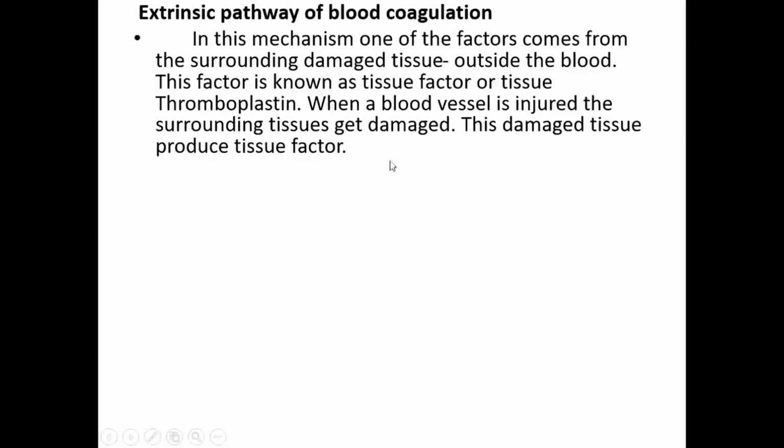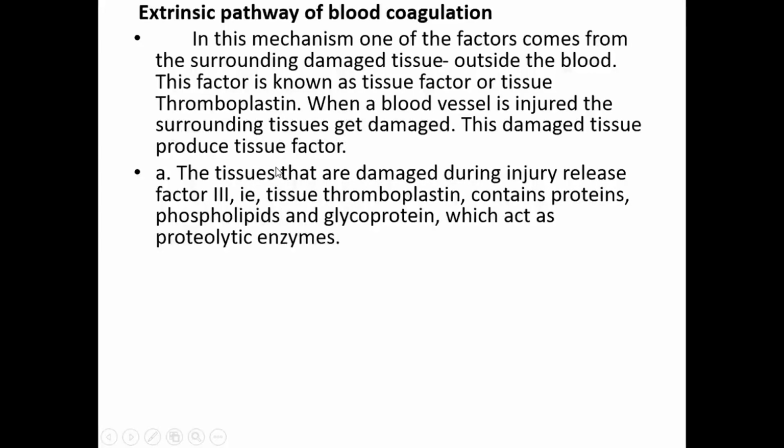Now the extrinsic pathway of coagulation. In this mechanism, one of the factors comes from the surrounding damaged tissue, that is outside the blood. This factor is known as the tissue factor or tissue thromboplastin. When the blood vessel is injured, the surrounding tissues get damaged. This damaged tissue produces the tissue factor. That is, the tissue damaged during the injury releases factor 3, that is the tissue thromboplastin, which contains proteins, phospholipids and glycoprotein which act as proteolytic enzymes.